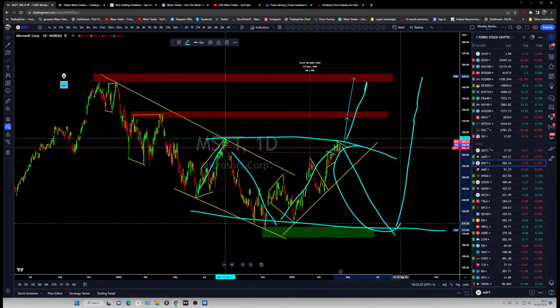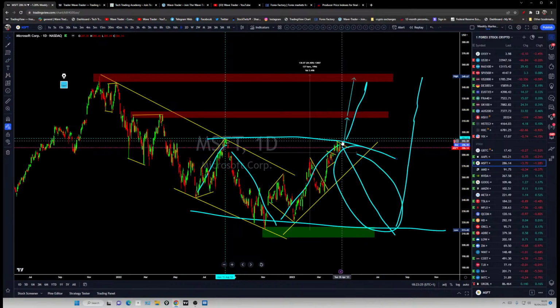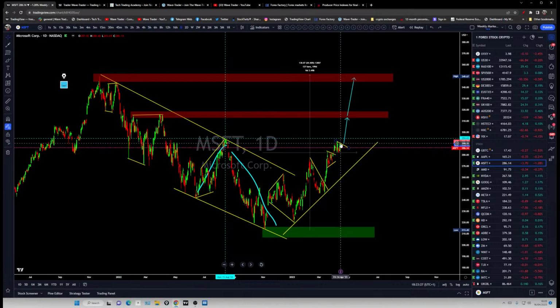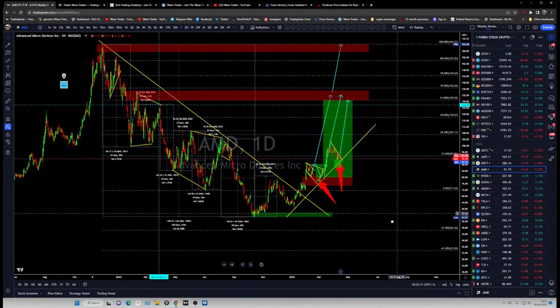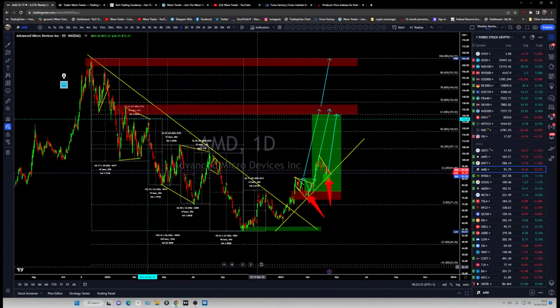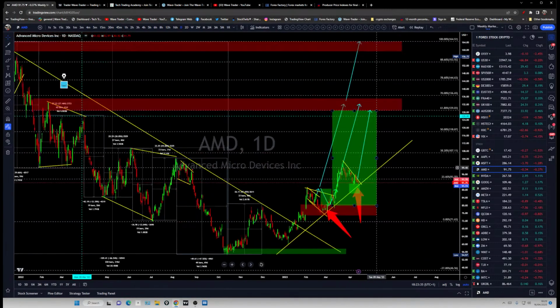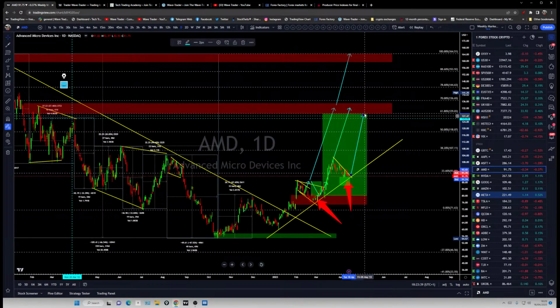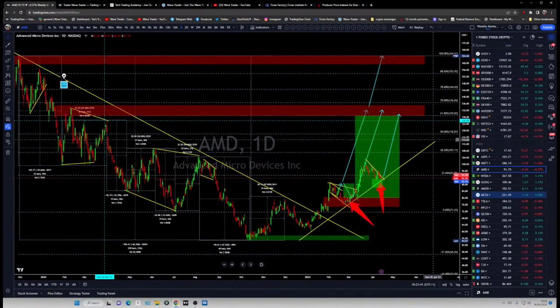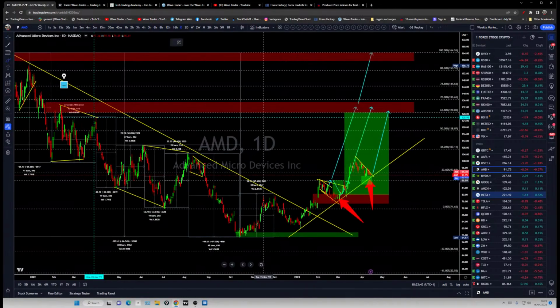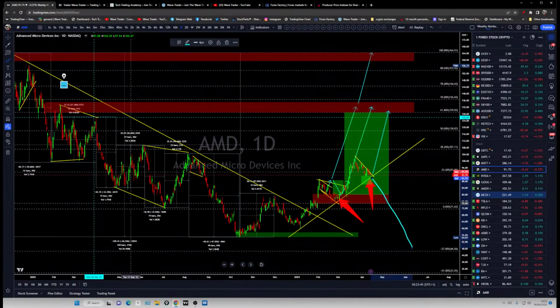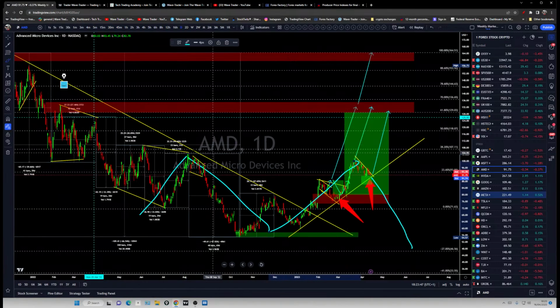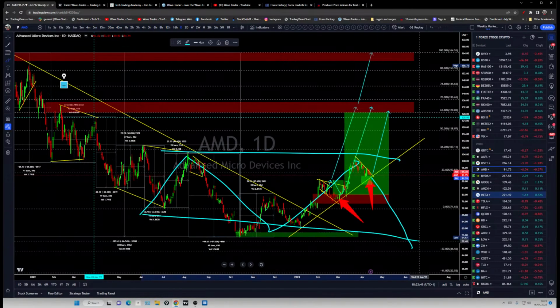Okay, we still may see one more leg lower on these stocks which are trending very much similar to the Nasdaq 100 index. All right, they still can go lower. Still the same, right? So we can still see one more leg lower within that formation.